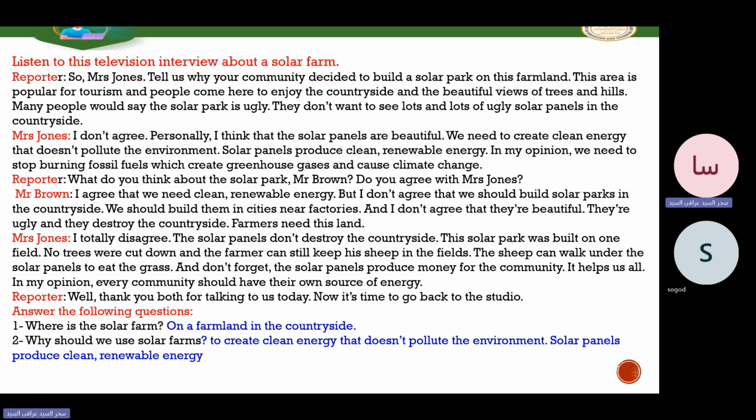To create clean energy that doesn't pollute the environment. Solar panels produce clean, renewable energy, which is very beneficial and very helpful to our environment. We have some farms like that in Egypt. We are working on this point to produce electricity or clean energy from the sun by using solar panels.